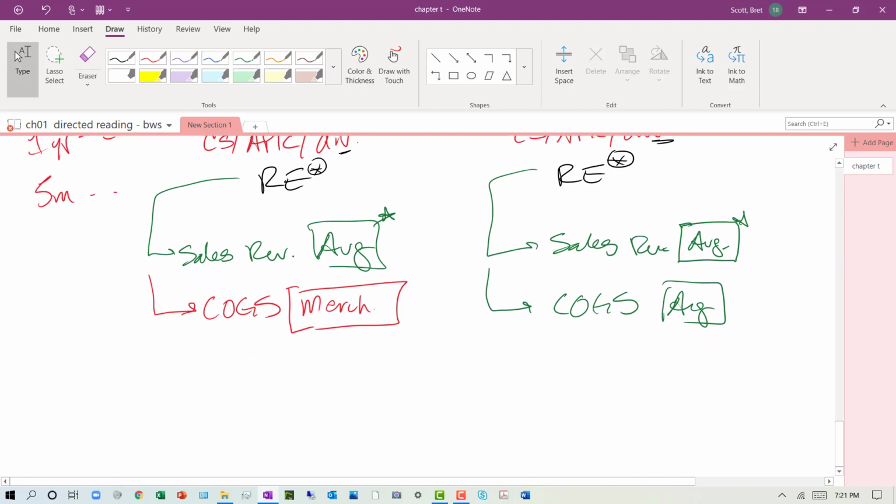What about other expenses? Other expenses are sometimes called out-of-pocket expenses. Out-of-pocket expenses are like salaries and wages, the kind of stuff where we have to pay cash for them. Generally speaking, we would use the average.